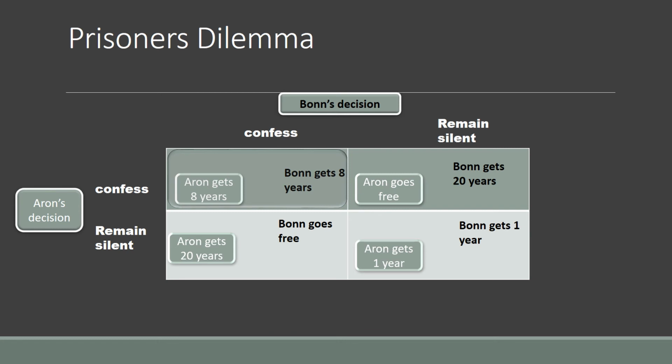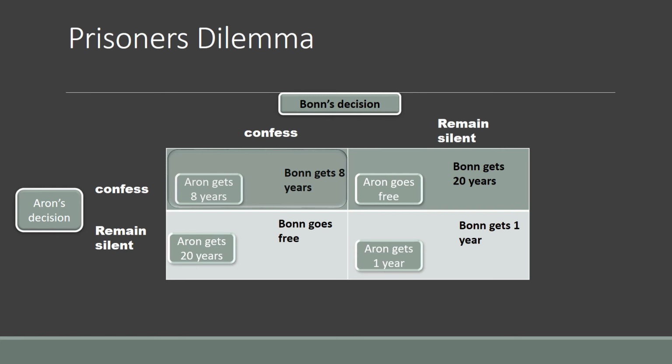Now what about Aaron's decision? Aaron has the same situation but the payoffs are different. Suppose he thinks that Bond chooses to confess. What is the best strategy for Aaron? It's best if he chooses to confess because then he would spend 8 years in jail. But if he chooses to remain silent, he has to spend 20 years in jail. So the best strategy for Aaron is to confess and spend 8 years in jail.